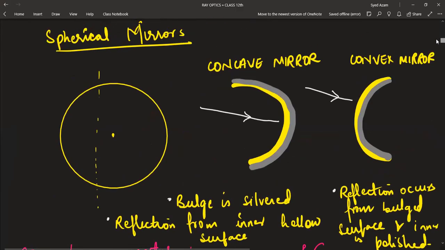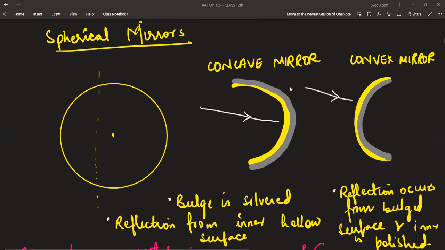Now we started with the spherical mirrors. That's just a portion of the sphere. So if you silver the bulging portion, that becomes the concave, and the bulging part is available for reflection, and the inner concavity is painted with silver color or it is polished. So we say it is a convex mirror.